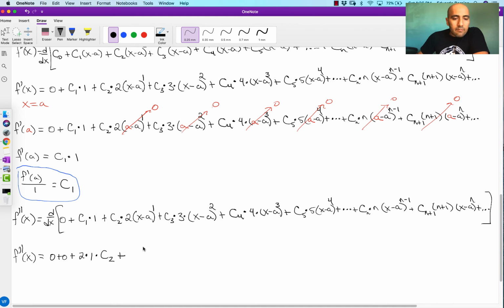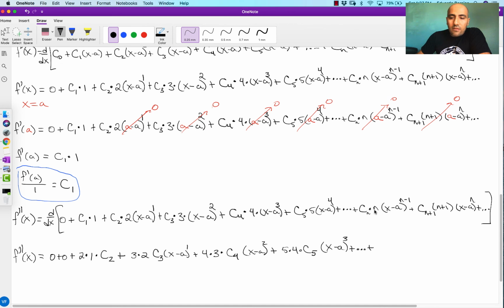The next one is going to end up being this: 3 was already there, 3, and then there's a 2 from the exponent. And then there's a c sub 3, and then there'll be an x minus a to the power of 1, plus a c sub 4, and then a 4 times 3 times c sub 4 times x minus a to the power of 2, plus 5 times 4 times c sub 5 times x minus a to the power of 3, plus dot dot dot.